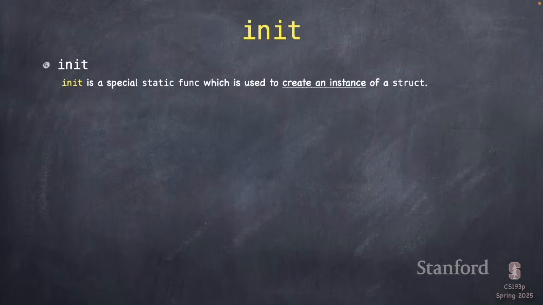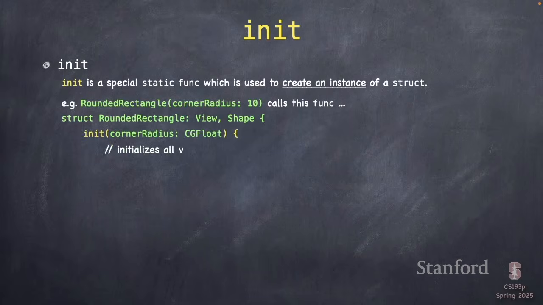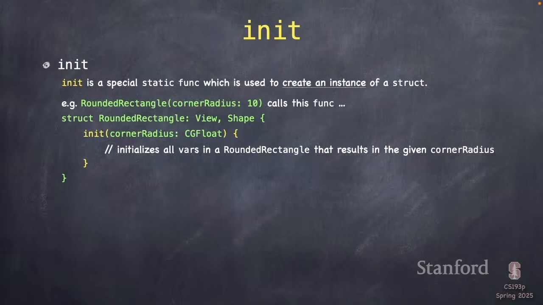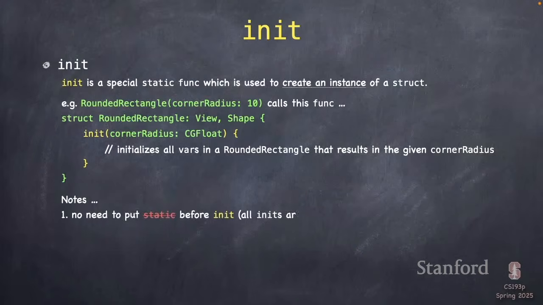Let's go back to init, this special static that we use to create something. RoundedRectangle is my canonical example here. We see it with this corner radius. Notice I showed you that struct RoundedRectangle behaves like a View and also behaves like a Shape. We know that you can send fill and stroke to it. That's because it behaves like a Shape. But I want to talk a little about the inits here, some notes.